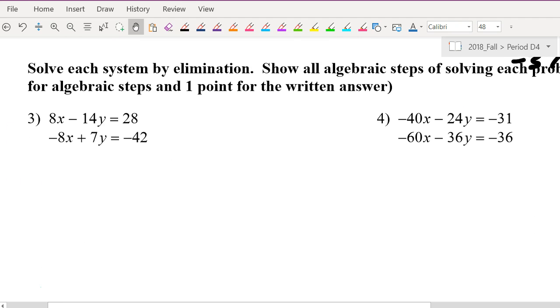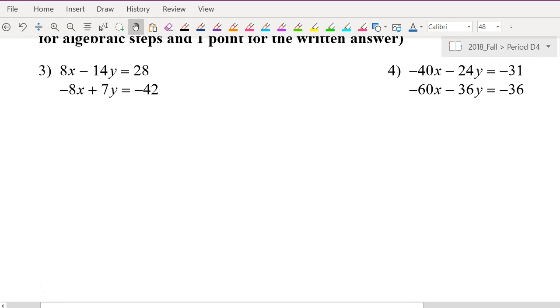Now we're doing elimination. Okay, Jake, help us out, please. What's going to happen? We start the elimination by eliminating the x. So the x's are already ready to eliminate.